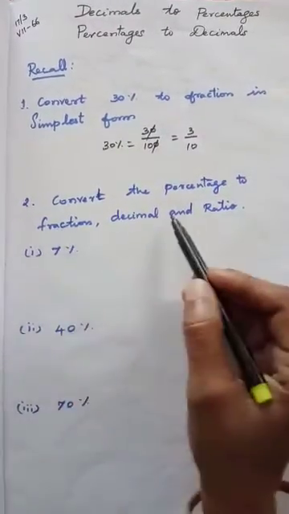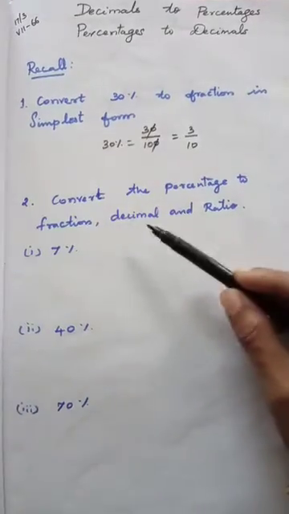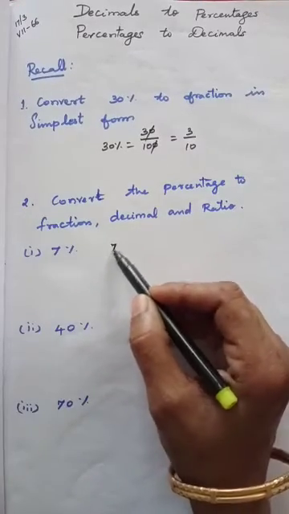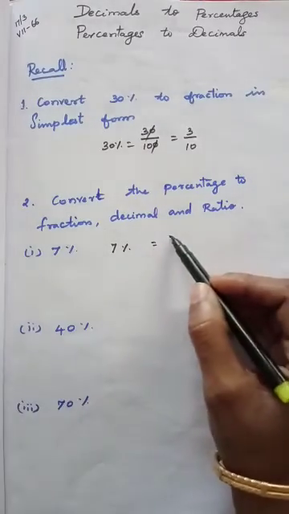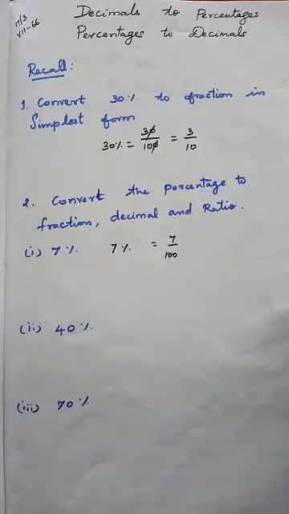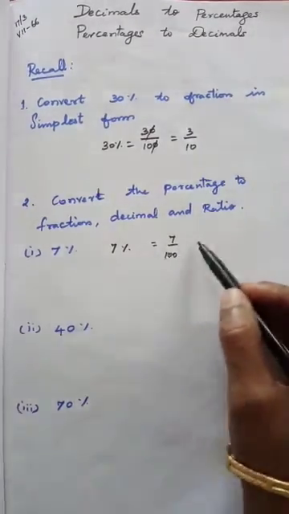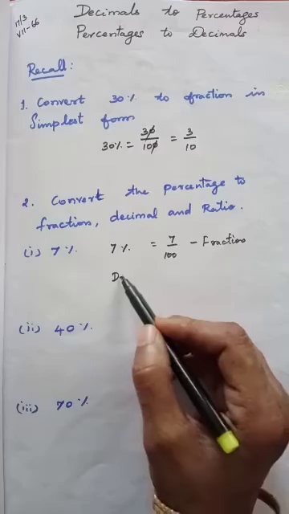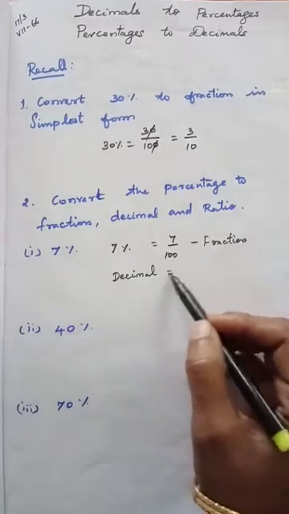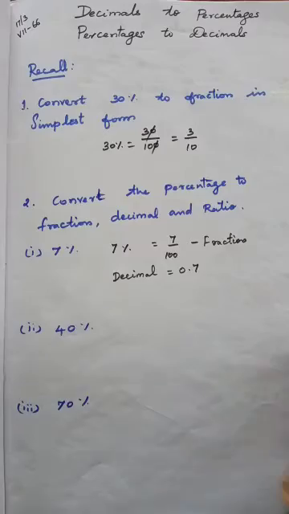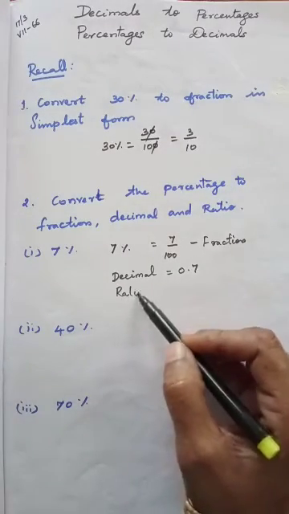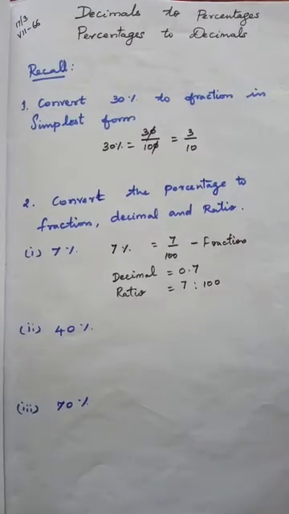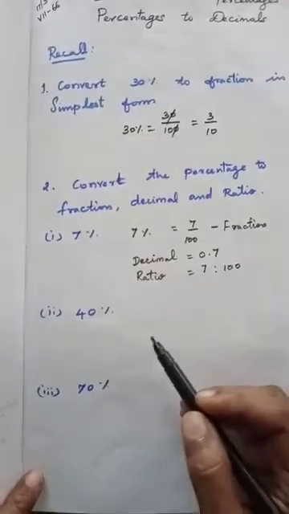Next, convert the percentage to fraction, decimal, ratio. Here the percentage is 7%. So 7% is equal to 7 by 100. This is the fraction. Then decimal is equal to 0.07. Then the ratio is equal to 7:100. Then we shall move to the next problem.